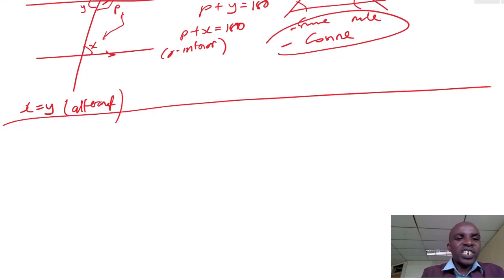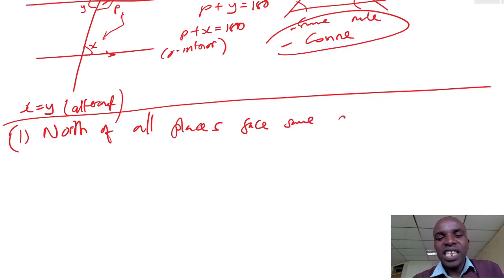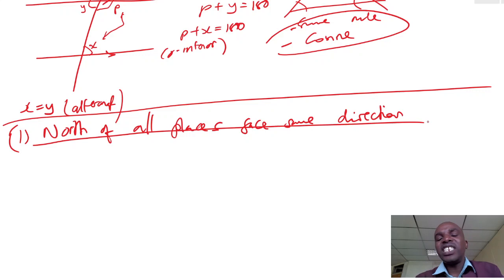The first fact, some call them facts. Right, so the facts on bearings. Fact number one: the north of all places faces the same direction. North of all places faces the same direction.